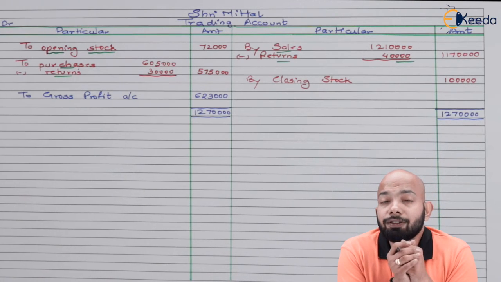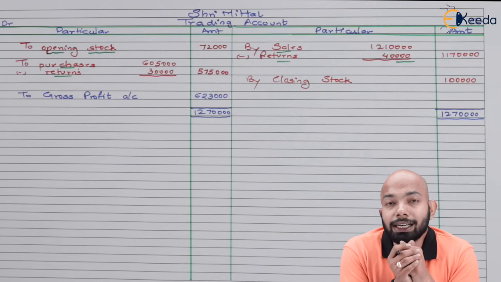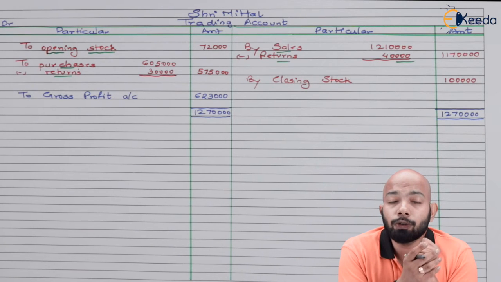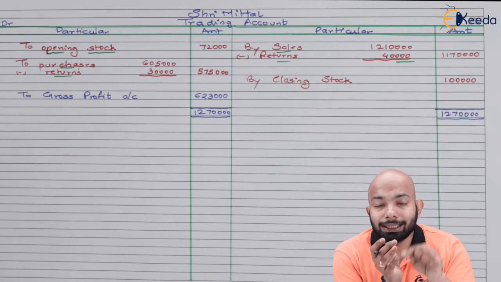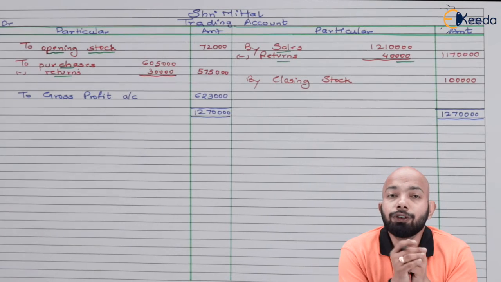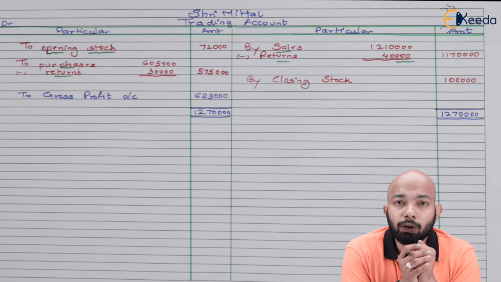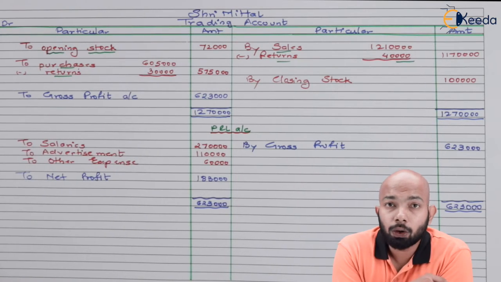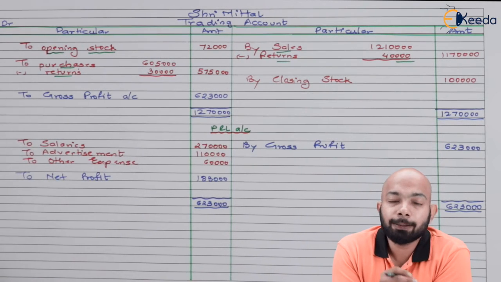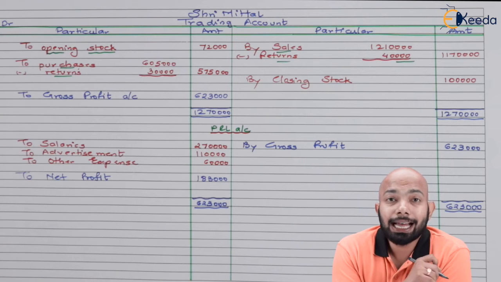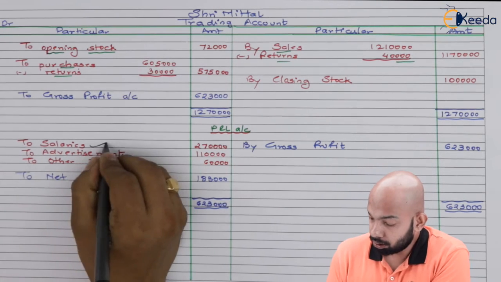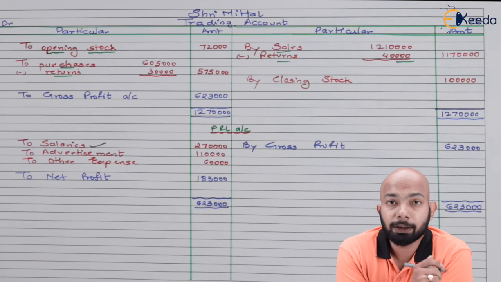1 lakh. Now with this, we have come to the closure of trading account, whereby we have figured out the gross profit of 6,23,000. This gross profit now will be moved to the P&L account. Hence, the next item that we are preparing here is the profit and loss account. Now, when it comes to profit and loss account, we have only selected items which are a part of it, like salaries first of all, which is 2,70,000 has been mentioned.